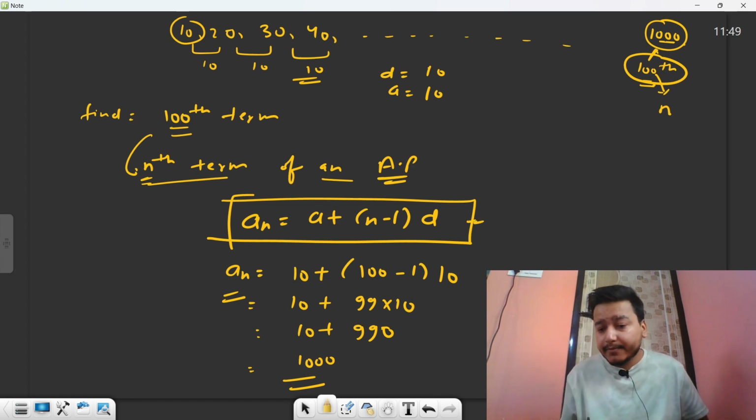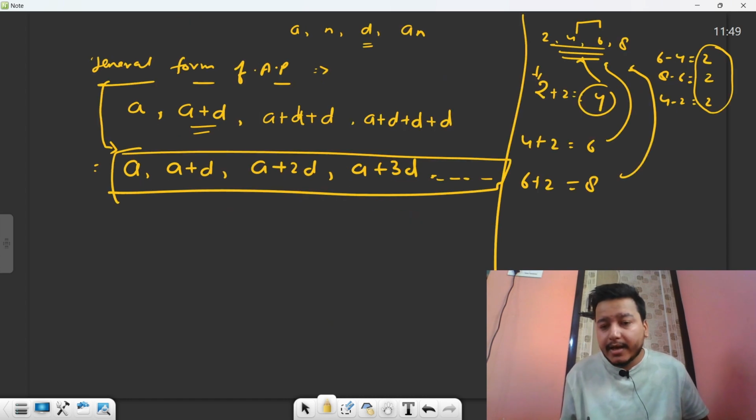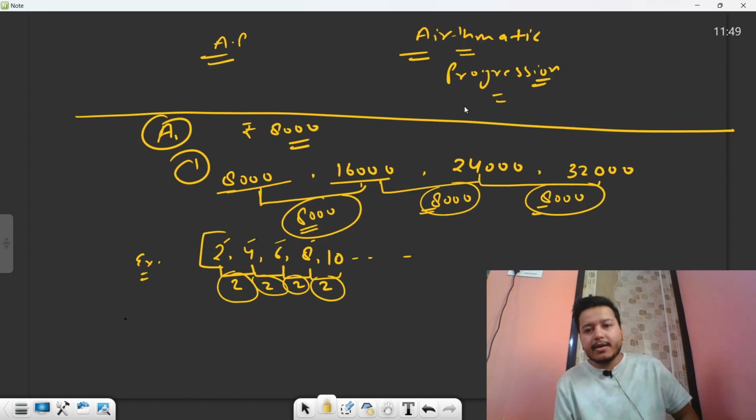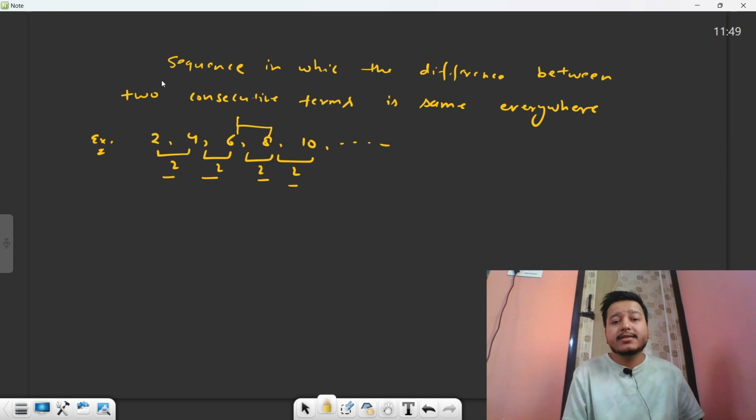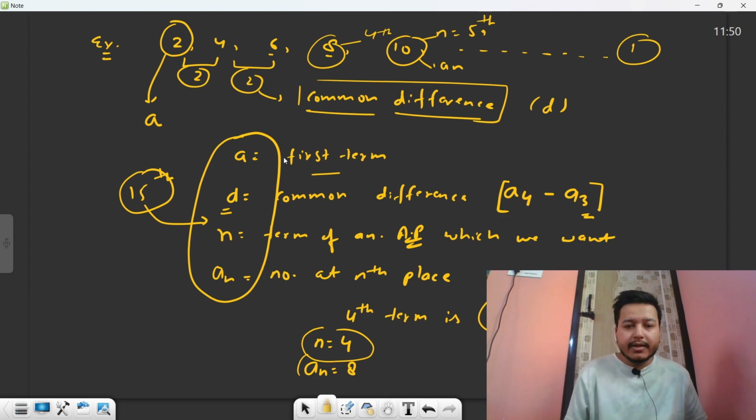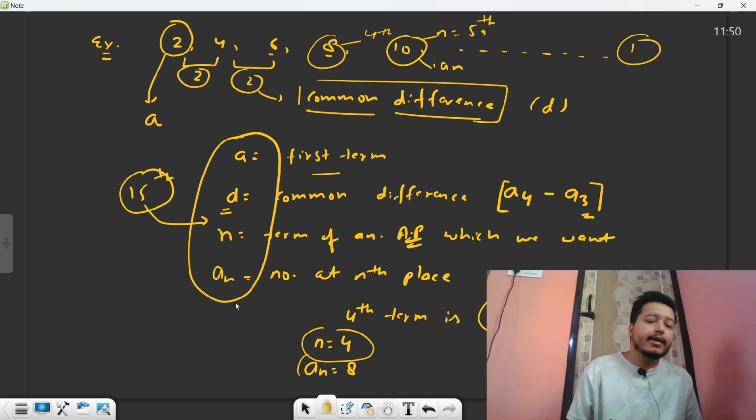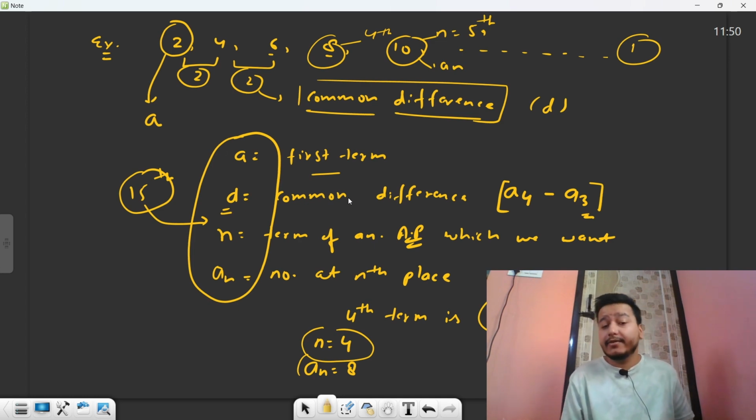So what did we learn today? We learned what an AP actually is. An AP, arithmetic progression, is a sequence in which the difference between two consecutive terms is the same everywhere, like 2, 2, 2, 2, for example. Then we read about the important key terms of an AP like a, d, n and an. A is the first term, d is the common difference, n is the position of the term, and an is the number which will come at the position that we want to know.